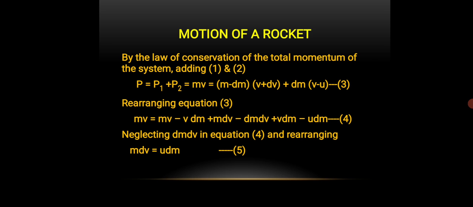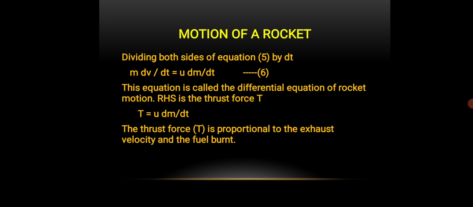Now mv on the right side and mv on the left side get cancelled. Your dm dv is a very small quantity. Dm is change in mass, dv is change in velocity. When you multiply two small quantities, again it is going to be very small, so we are neglecting it. The minus v dm and plus v dm get cancelled. So you are left with m dv minus u dm equal to 0, or m dv is equal to u dm. So divide both sides by dt. So you get m dv by dt is equal to u dm by dt.